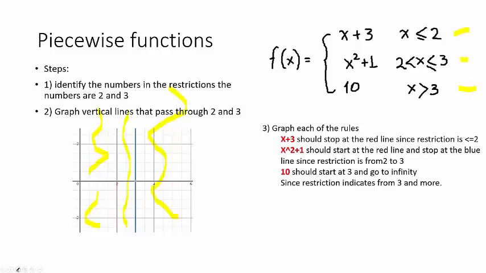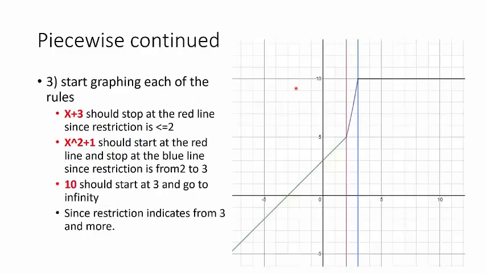Then we start graphing each one of these rules, each one of these functions, and we start with x plus 3. This is a linear function. In order to graph it, we need 2 points. We need to find those 2 points and graph them on our graph. Now, remember that you should always find the points that correspond to the restrictions. So you definitely want to graph the points at x equals 2 and x equals 3.